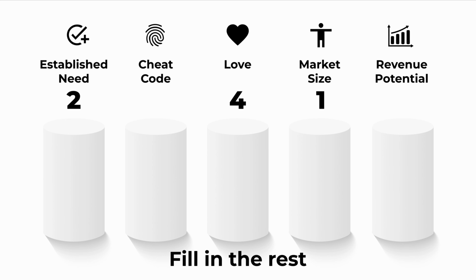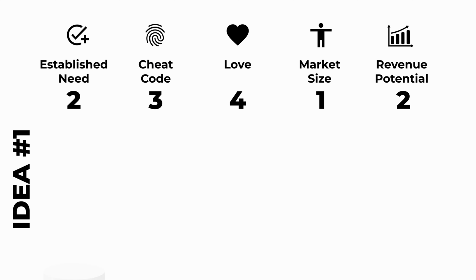So maybe established need is a 2, cheat code is important, but not as important as love, so that's a 3, and revenue potential is a 2. Now we have an instrument that can help us determine, out of our 15 or 20 ideas, which are the best for us. It's not necessarily the best, but it's best based on your unique criteria, your grading criteria. And then you're just going to go through and grade them. You could use a scale of 1 to 5. You could use a scale of 1 to 10. I prefer that, but some people feel like 1 to 10 is too large of a gradient. Whatever works for you, as long as it's consistent across them.